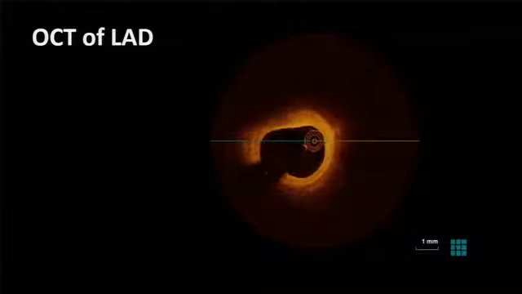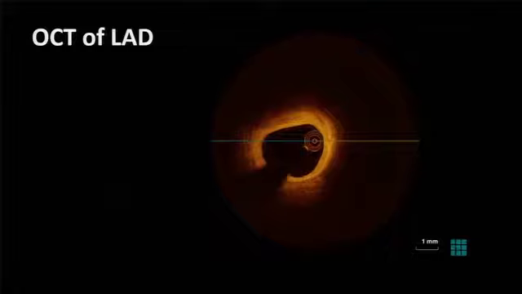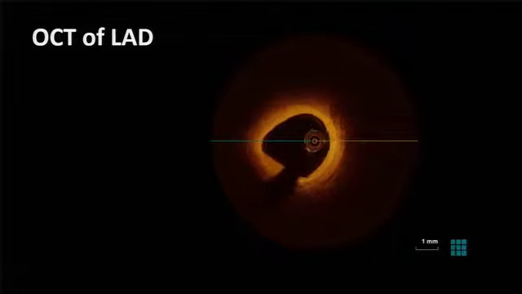So here's the OCT of her LAD. And just to orient you, the thing around 2 o'clock is the catheter with all the circles. And then there's a shadow that's going down towards 7 o'clock, and that is the guide wire shadow. And then we have the intimal border, and then beyond that we have the rest of the vessel, so I'll let that play.